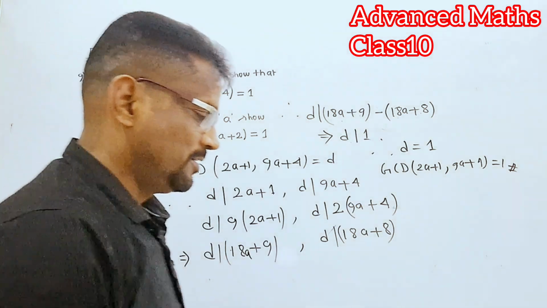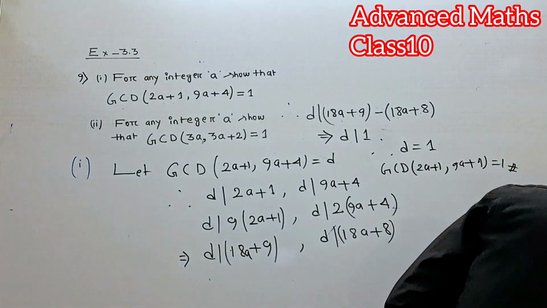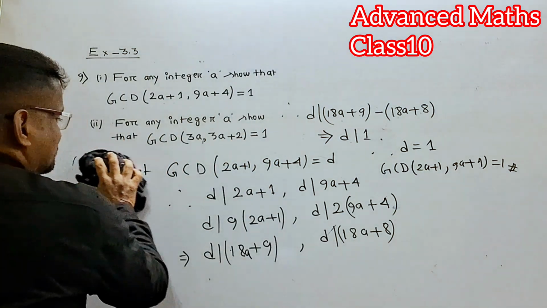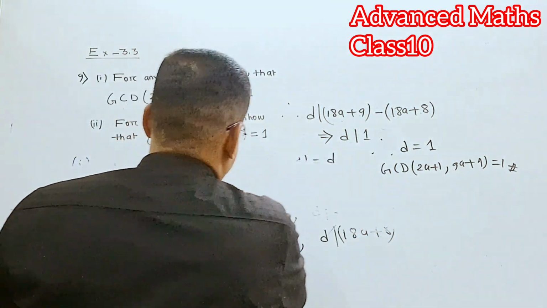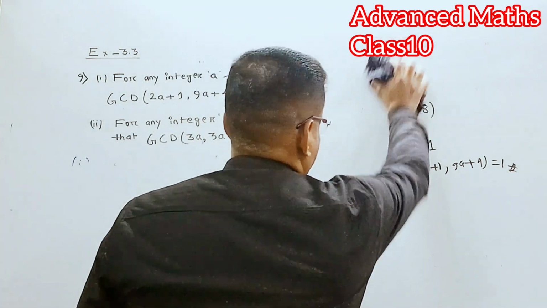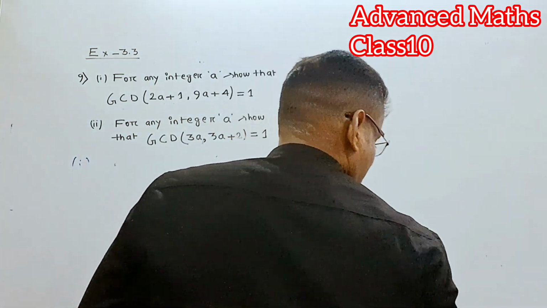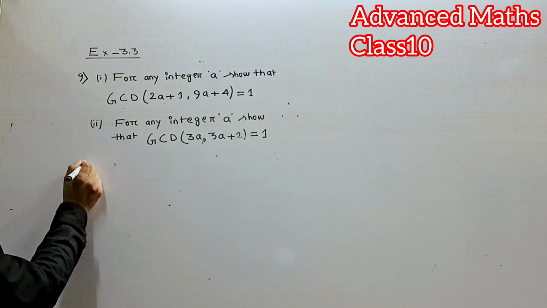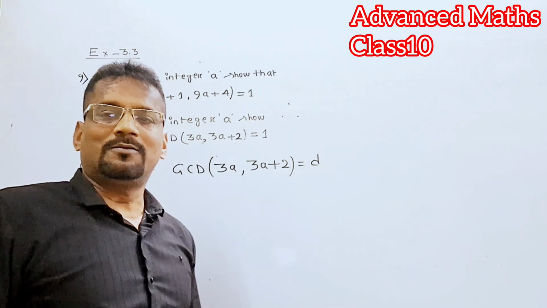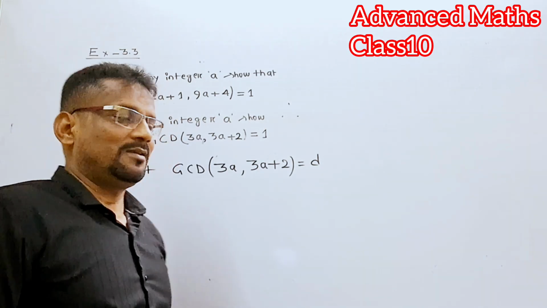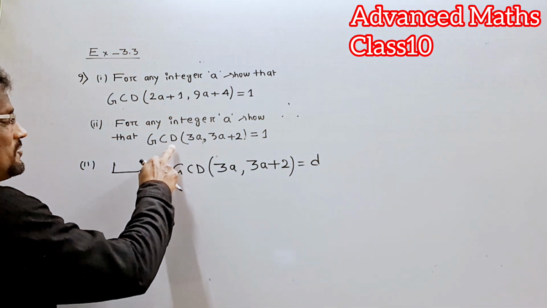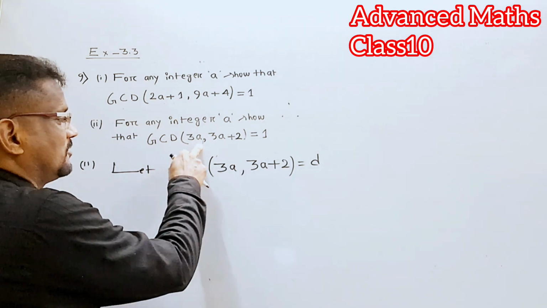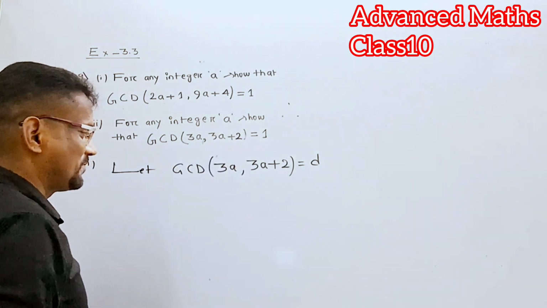In a similar way, we can prove the second part also. Now we are going to take the second question. Here also, you approach this in exactly the same way. You have to show that the GCD of 3a and 3a + 2 is 1, or you can say the HCF of 3a and 3a + 2 is 1.